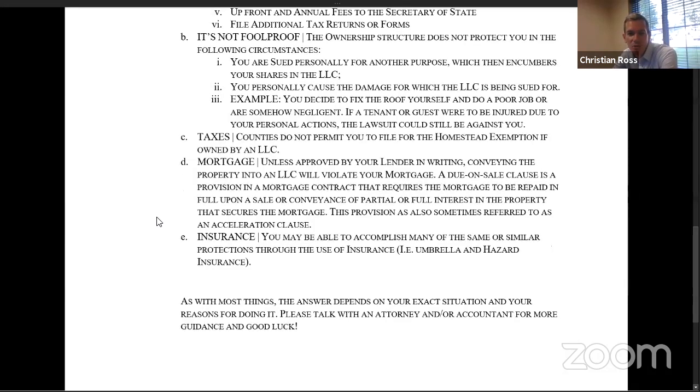C, taxes. Counties do not permit you to file for the homestead exemption if owned by an LLC. That's a big thing. If you are doing the LLC for privacy and it is your personal residence, just be mindful that that's a big cost potentially. I have some doctors that are trying to shield liability and use it as insurance against potentially having a lawsuit against them attached to the house. That's fine. Just know that you're not going to be able to get the homestead exemption, which could be several $1,000s. So that's just a cost of doing business, of insuring yourself in this way.